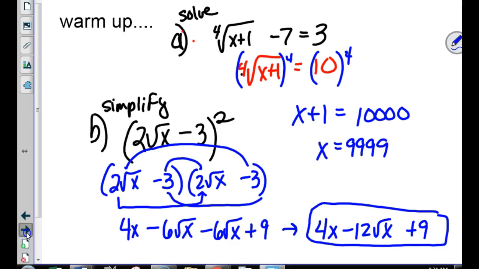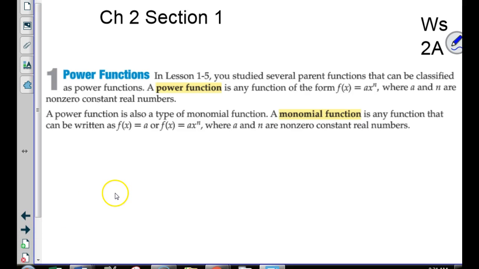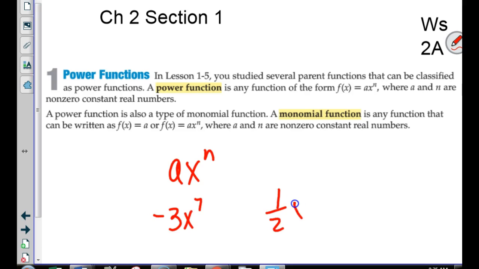All right, that was the warm-up for today. Chapter 2, Section 1, we're at. Power functions, okay? A power function is anything that can be written ax to the n. So negative 3x to the 7th, 1/2 x to the negative 4, okay? They can be positive or negative powers of x.